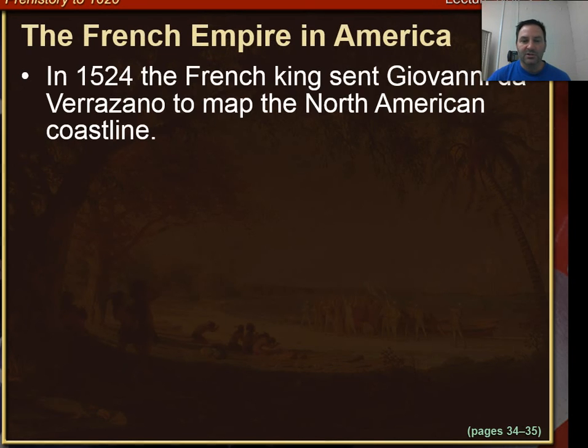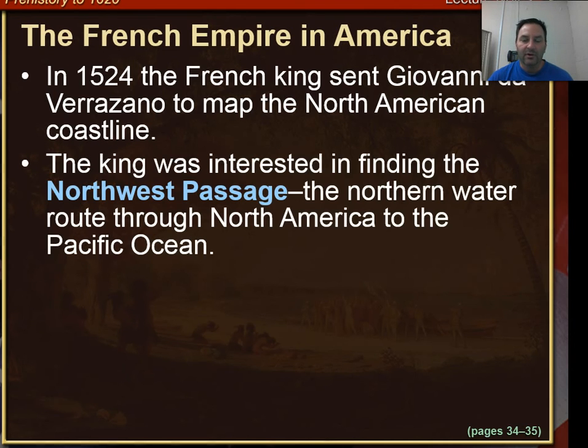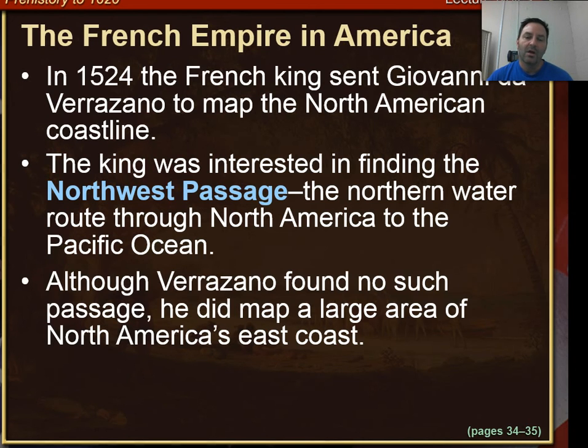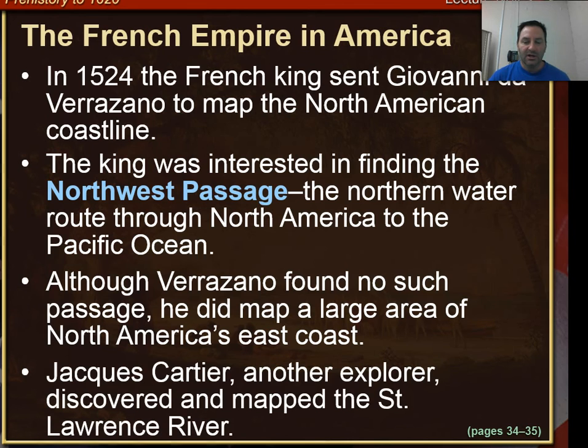So the French came to America around 1524. The French king sent Giovanni de Verrazano to map the North American coastline. The king was interested in finding what was called the Northwest Passage, which was the northern water route from North America to the Pacific Ocean. Although Verrazano found no such passage, he did map a large area of North America's east coast. Jacques Cartier, another explorer, discovered and mapped the St. Lawrence River.